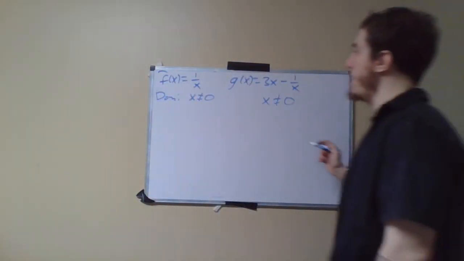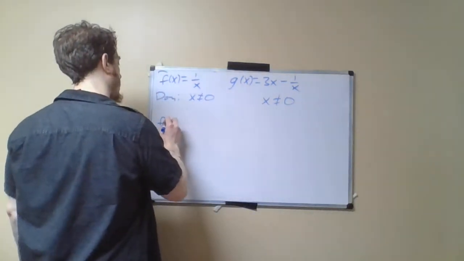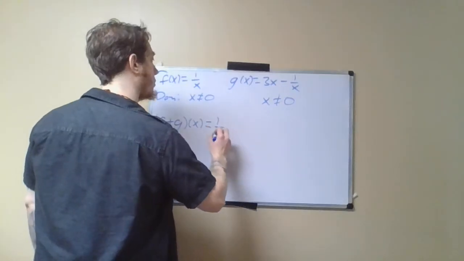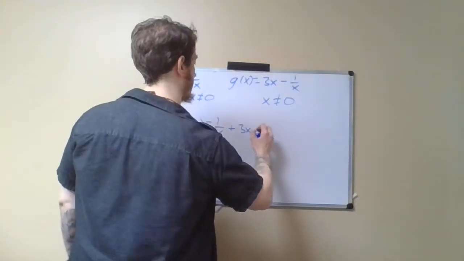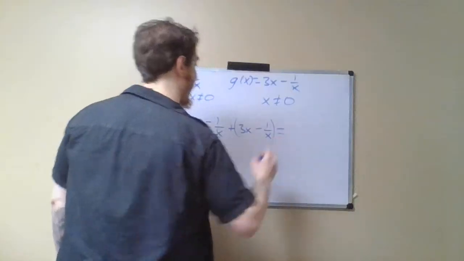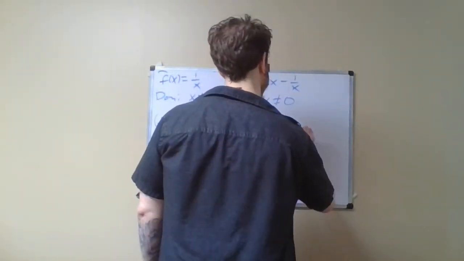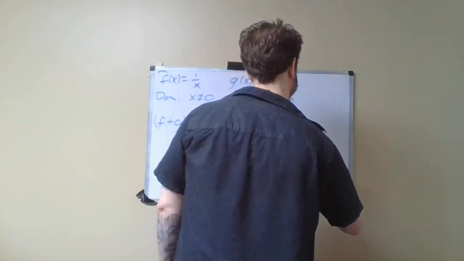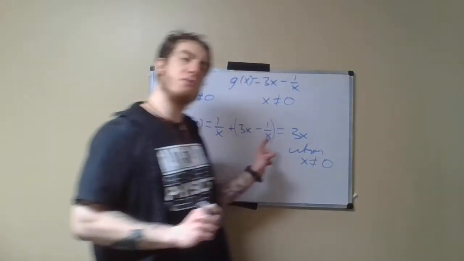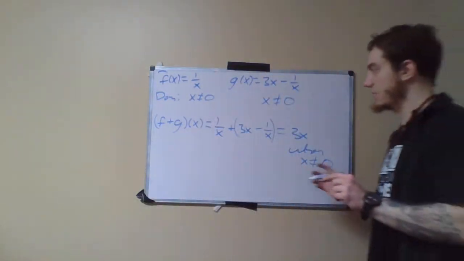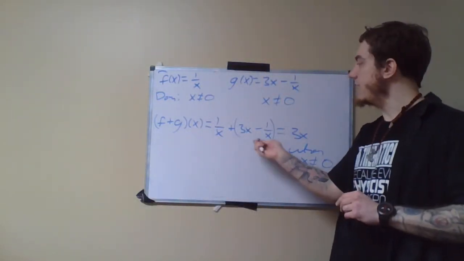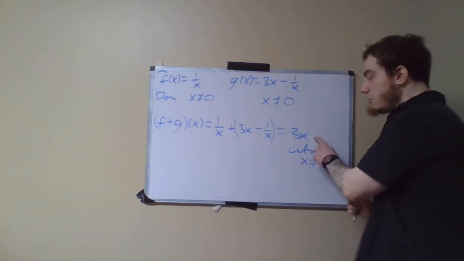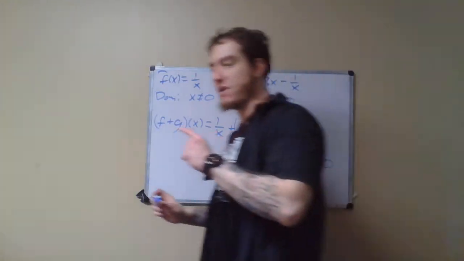But if I were to write out f of x plus g of x to give myself f plus g evaluated at x, this would be 1 over x plus 3x minus 1 over x. And this looks like it comes out to be 3x, but that is only true when x is not equal to 0. This is undefined at x equals 0. I hope you can see why this expression on the left here is not defined when x is equal to 0, even though the expression on the right-hand side is defined at x equals 0.